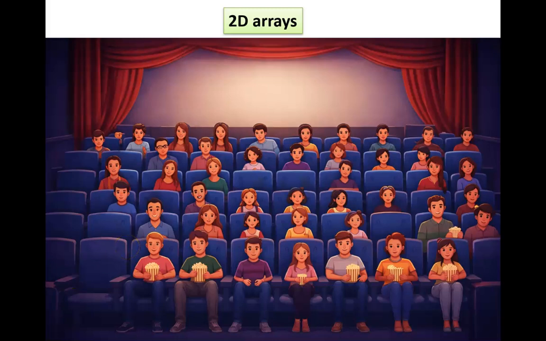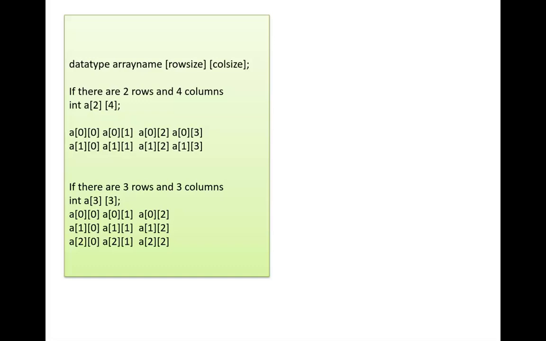Look at the example. It's a cinema theater seating arrangement. This example will make us understand two-dimensional arrays very easily. In a cinema theater, seats are arranged in the form of rows and columns. I mean to say each seat has a row number and a column number. This is exactly how a two-dimensional array is going to work.